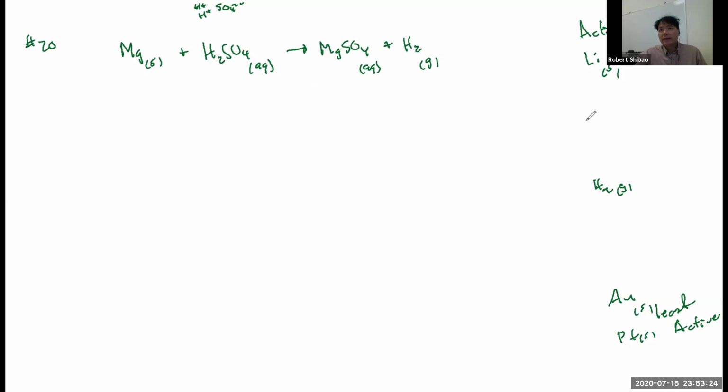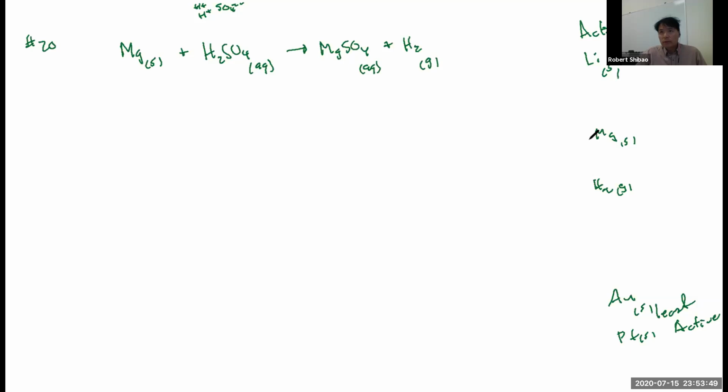And so where's magnesium? Magnesium turns out it's up here, around here. The alkali metals and the alkaline earth metals are the most active. Those are the metals that are furthest to the left. And those are good reducers. Those lose electrons fairly easily. And so magnesium is an alkaline earth metal. Lithium is an alkali metal. And so alkali metals are a little better.